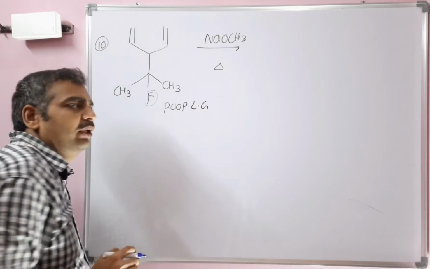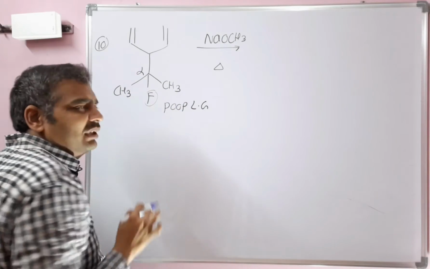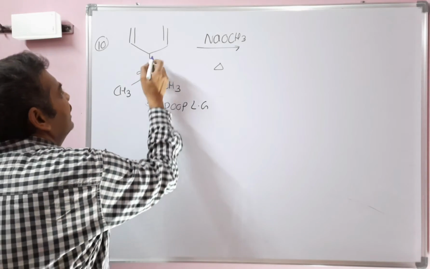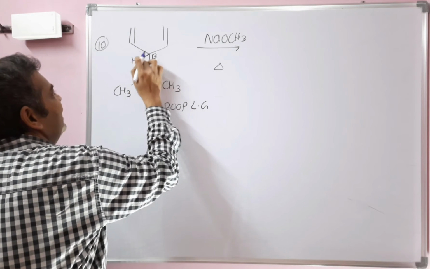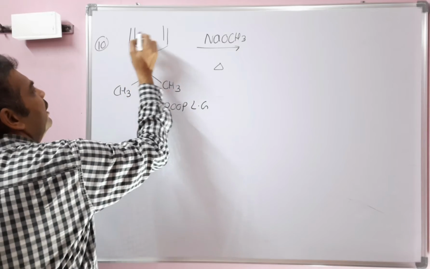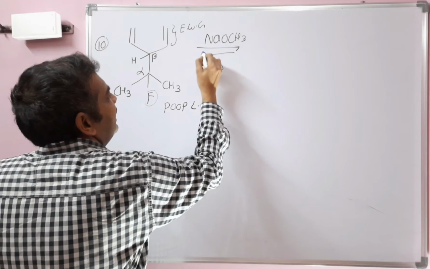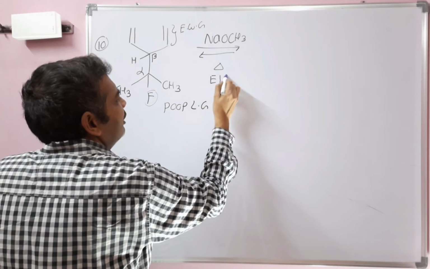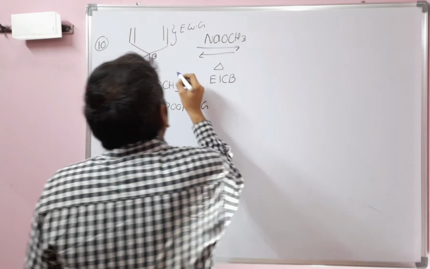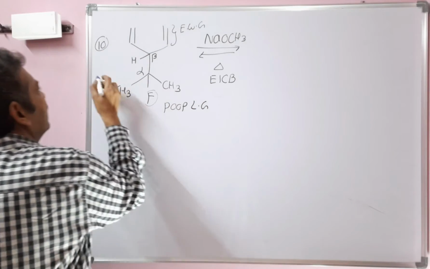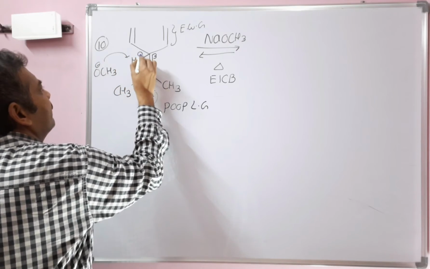There is a chance to undergo the E1CB reaction. Alpha carbon. These two are beta, but these hydrogens are not acidic. The other possibility is this beta carbon, whose hydrogen is acidic. Why? Because the carbon the hydrogen is attached to is attached to an electron withdrawing group. The beta hydrogen is acidic and the leaving group is poor, so it will undergo the E1CB reaction, and the first step is a reversible reaction. In the first step, sodium methoxide abstracts a proton at the beta carbon to give a carbanion.